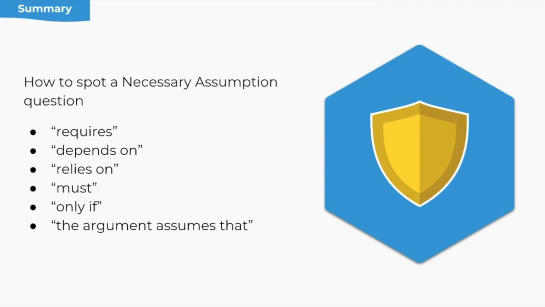In summary, you spot a necessary assumption question using language like requires, depends on, relies on, language that implies necessity, or assumption questions that simply don't give you any language cues telling you sufficiency or necessity, like the argument assumes something to be the case. That would be a necessary assumption question.